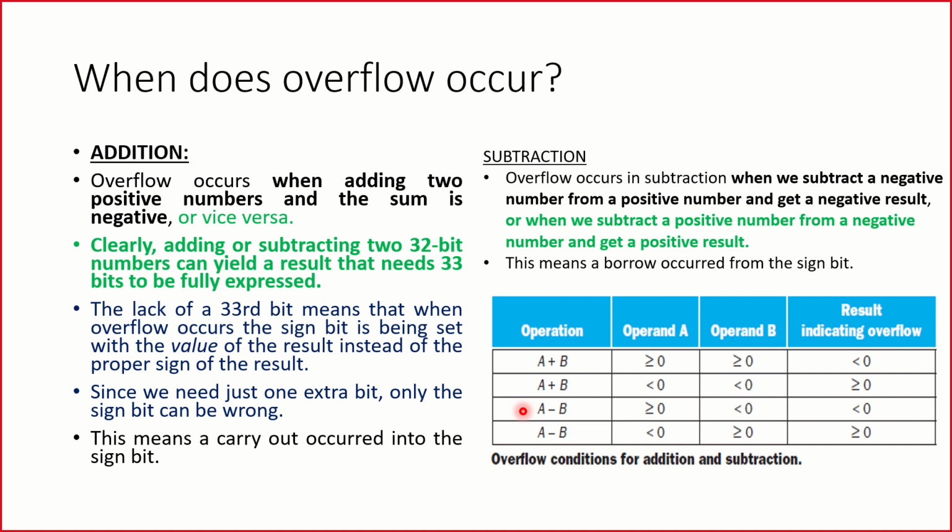Now I am adding two numbers. Operand A is negative, operand B is negative. Then what would be the result? The result would also be negative, but in that case, if it becomes positive, it is also overflow. So in this table, the first two columns are explained right now. A plus B: when operand A is positive and operand B is positive, if the result is indicating negative, then we call it overflow. Operand A is negative, operand B is negative, and in case the result is indicating positive, we call it overflow.